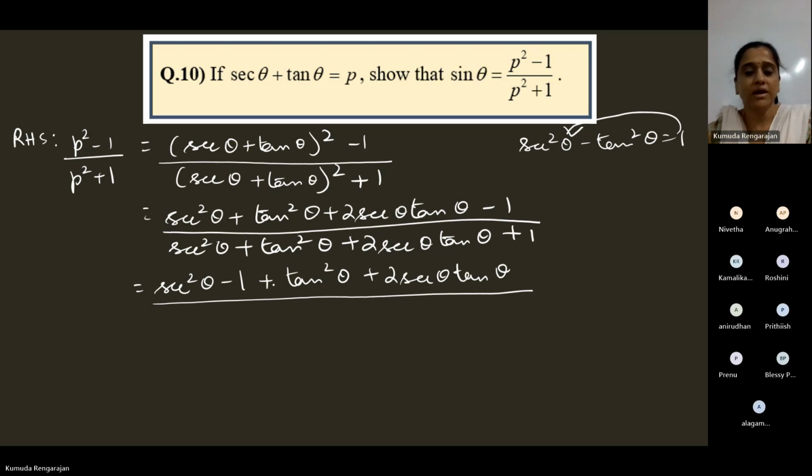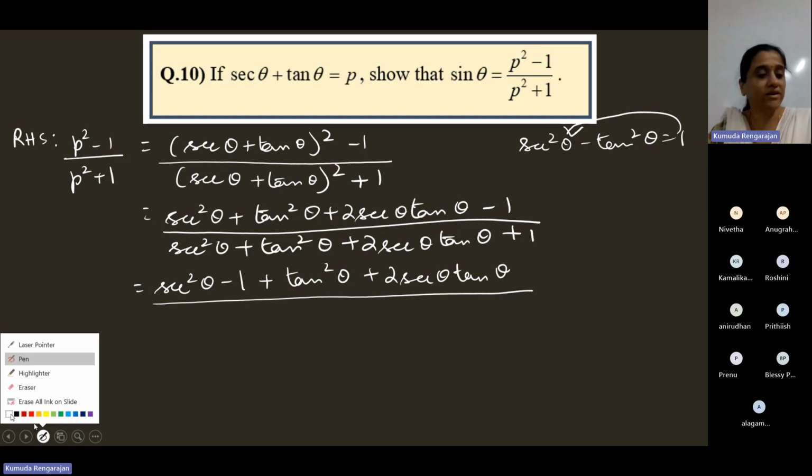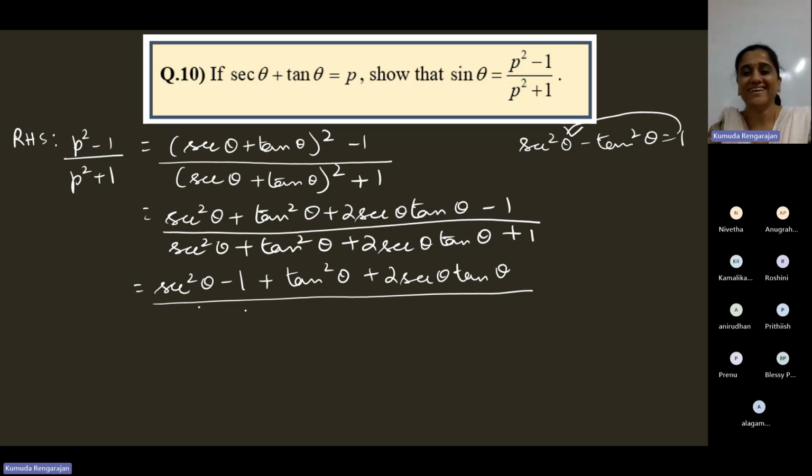All right. In the denominator, plus 1 and what will give you a new result? Secant square theta plus 1, or tan square theta plus 1, or 2 secant theta tan theta plus 1? Tan square theta plus 1. What's tan square theta plus 1? Secant square theta. You understand, right? So 1 plus tan square theta is secant square theta, and we'll leave the secant square theta as it is.